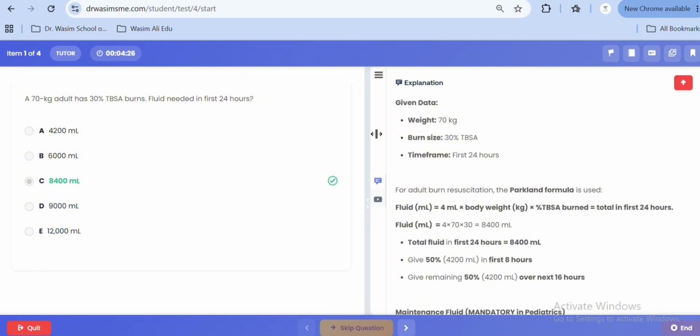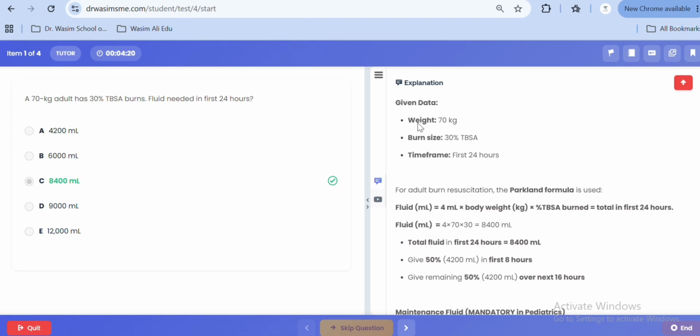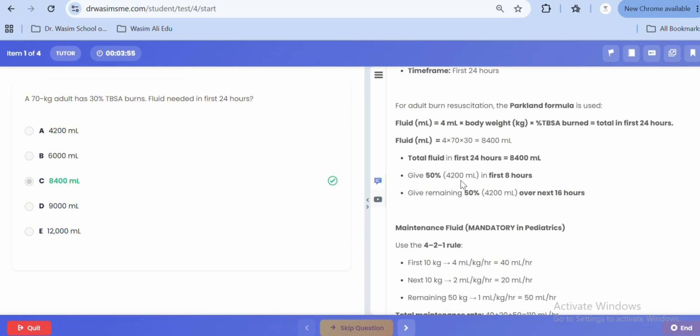So when you click on this, here the explanation appears in front of you in the tutor mode. So the weight is 70 kg, burn is 30%, time frame first 24 hours. We will use the Parkland formula: 4 ml times body weight in kg, multiplied by total burn surface area, and that will give you the amount of fluid in first 24 hours. So you can calculate it. Then 50% will be given in first 8 hours and the remaining 50% in the next 16 hours. They are saying in first 24 hours, so 8400 ml is correct over here.